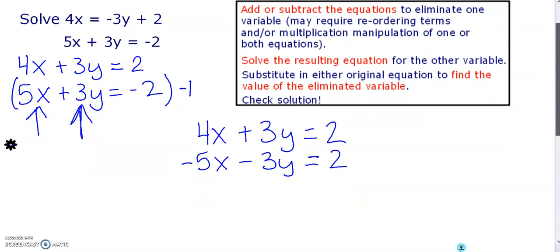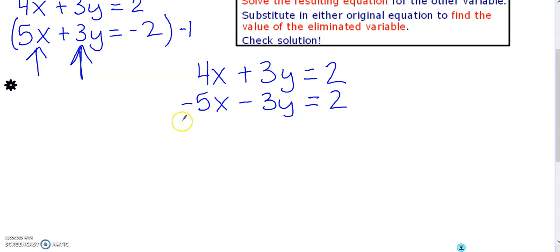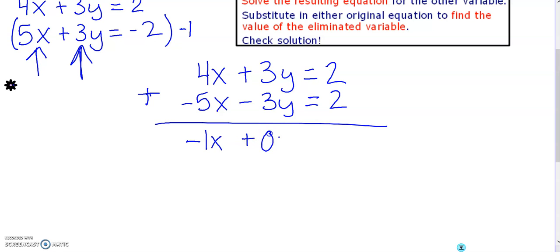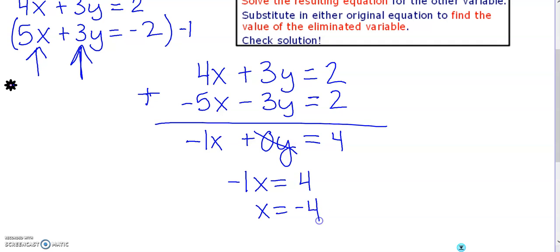So we stacked them up, and now it's time to add them up. 4x plus a -5x is -1x. 3y plus -3y, that's the 0y that we were looking for. And 2 plus 2 is 4. A 0 times anything is just 0, so we just eliminated that variable. So our x is equal to -4.